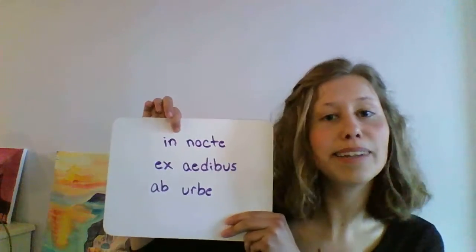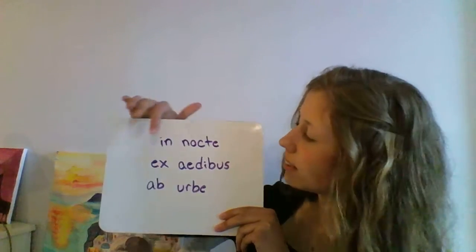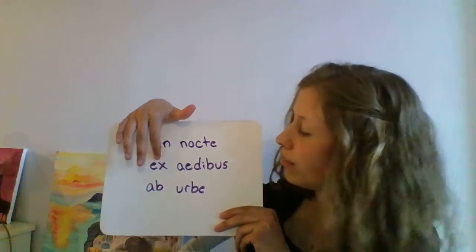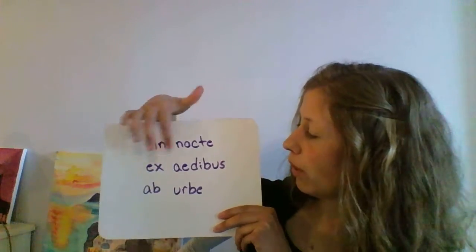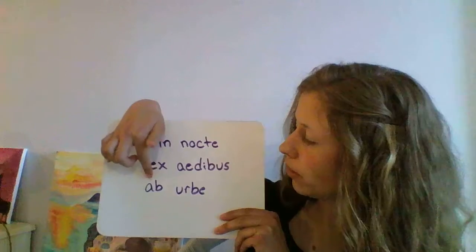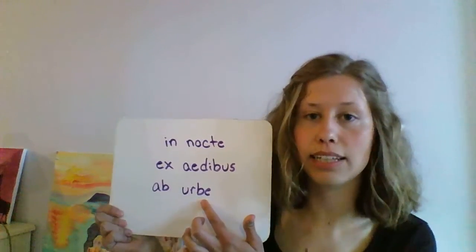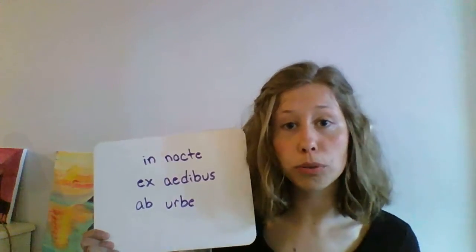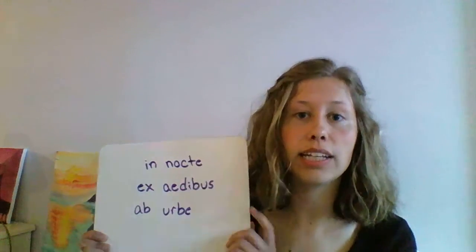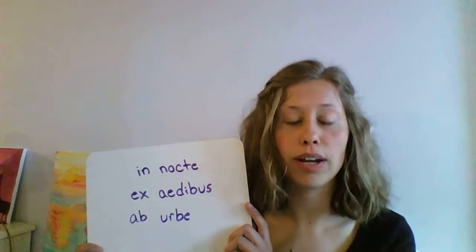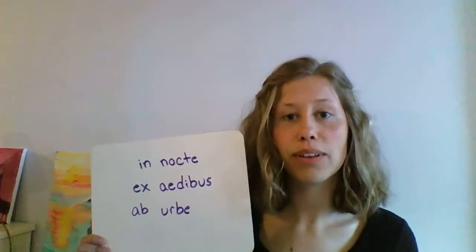So, in means in, as you would expect. So, in the nighttime, for instance. Ex means out of. It could also be just an E, just like ob can be just an A. So, out of the temples. Or ob means from or away from. So, from the city. Cum, you can have either a cum clause, which takes a subjunctive, or you can have cum as a preposition and it just means with. So for instance, if you have cum manibus, that means with hands. So that is how those work.